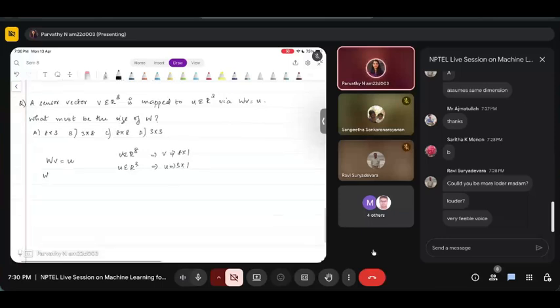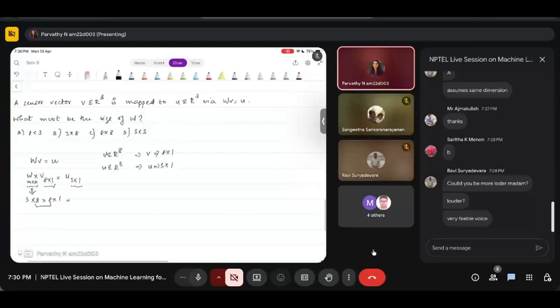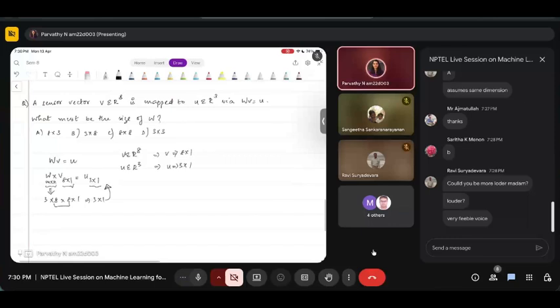So W into V, which is 8 by 1, is equal to U, which is 3 by 1. If this has to work, then what should come here? 3 by 8. Then only this multiplication will give this right hand side. So 3 by 8 into 8 by 1, this is the common dimension, so this will give 3 by 1. This is the same as this. So the answer is 3 by 8.